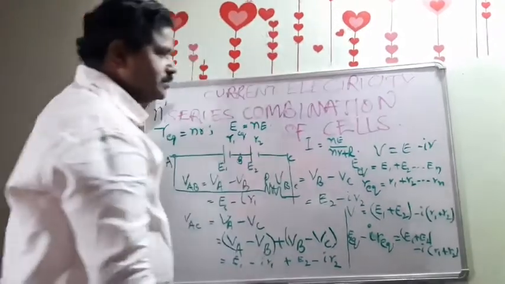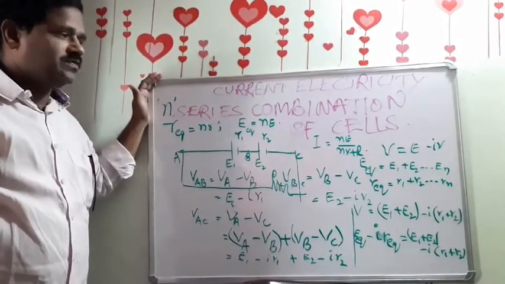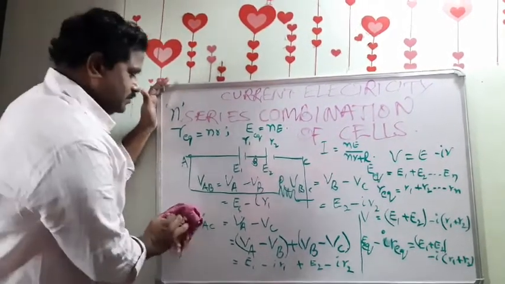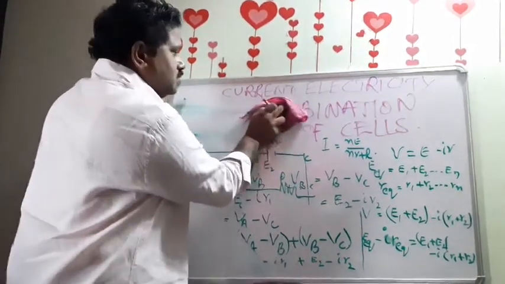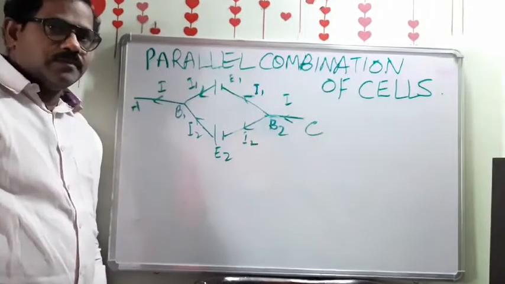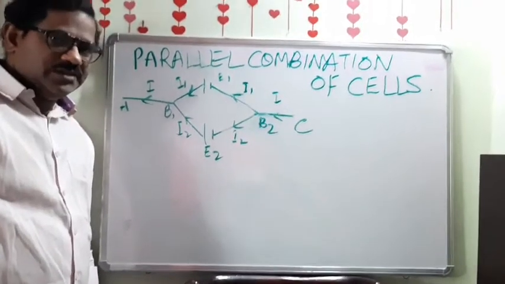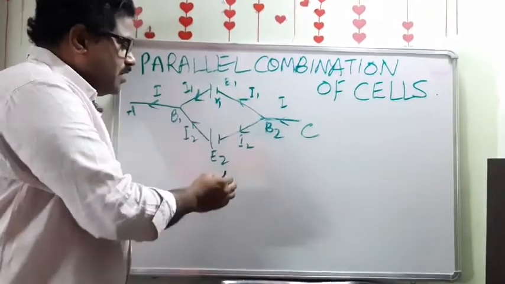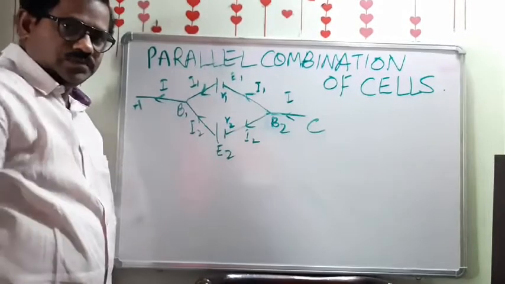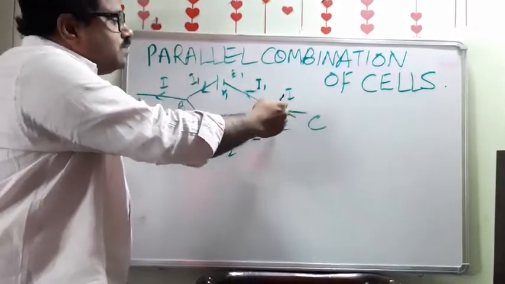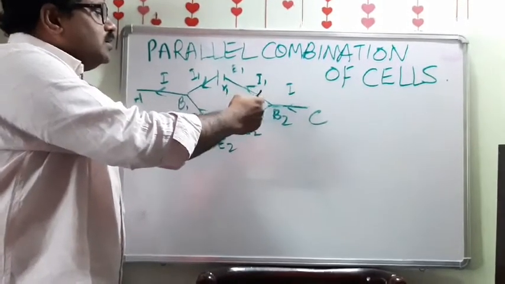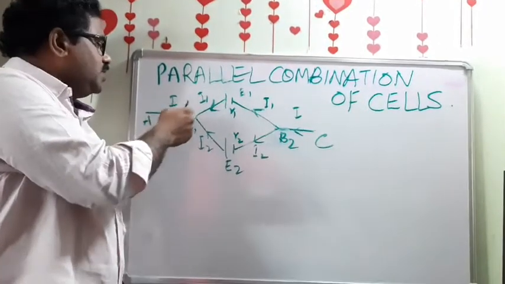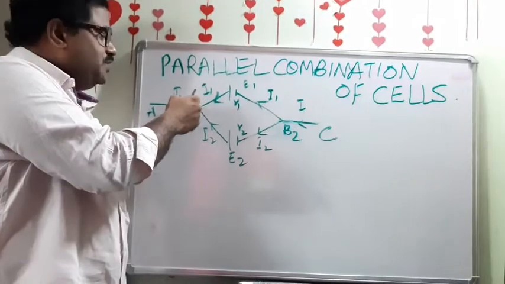Now let's look at the parallel combination of cells. Here we have E1 with internal resistance R1, and E2 with internal resistance R2. From C, a current I takes two different paths, I1 and I2, and then again at the junction B1 it comes out.